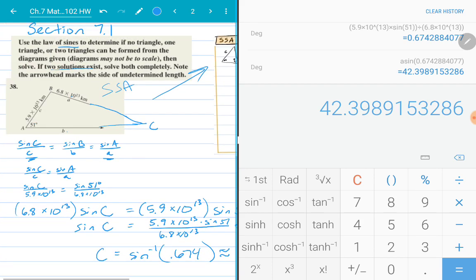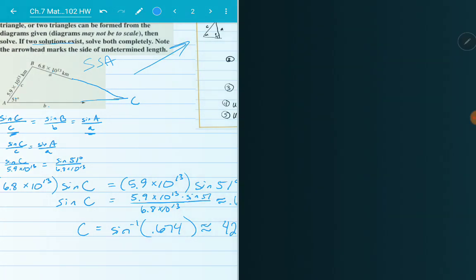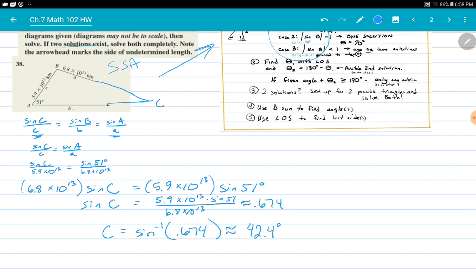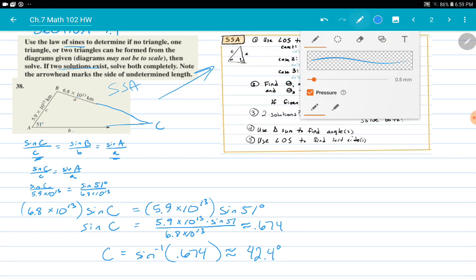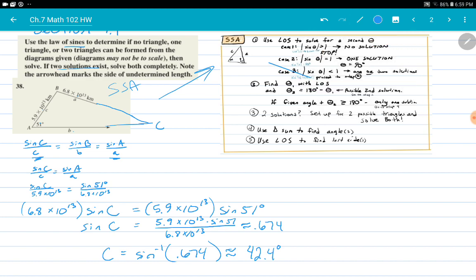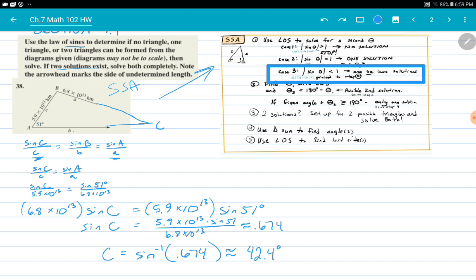I just want to see what to round to. All right, doesn't mention. Okay, so that tells me C is 42.4. So I have A is 51, C is 42.4. So I'm in case 3. So I could have one or two solutions.